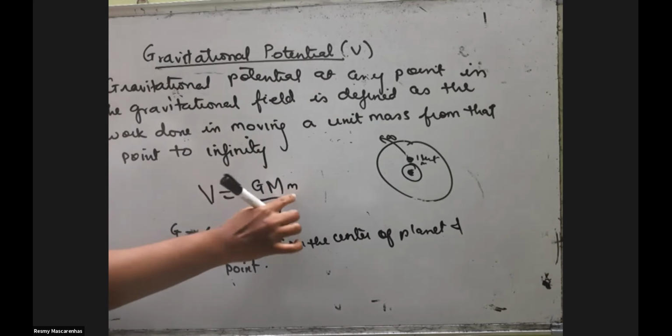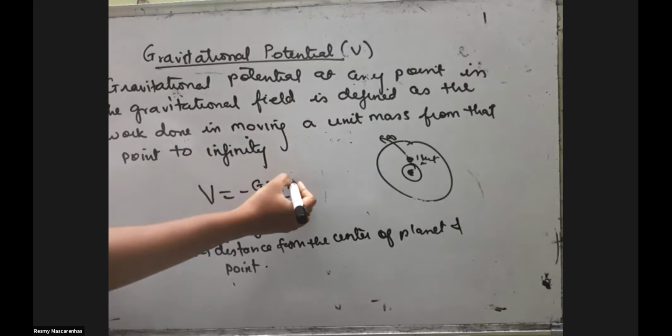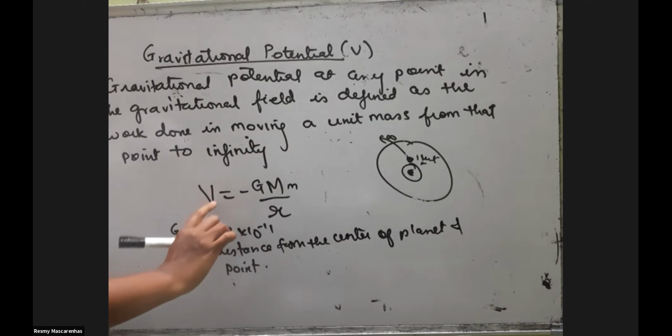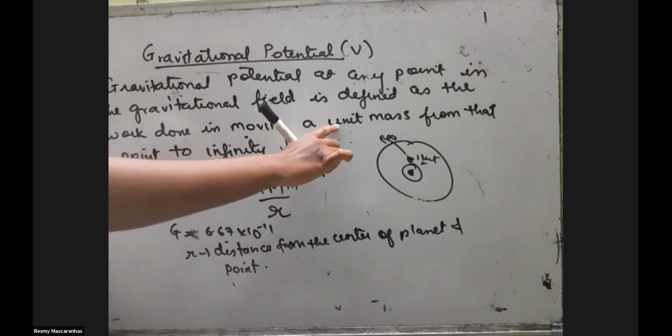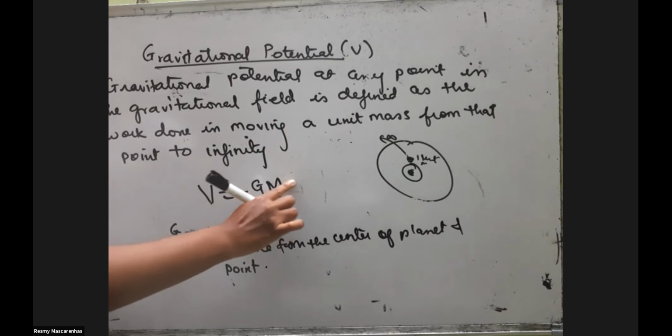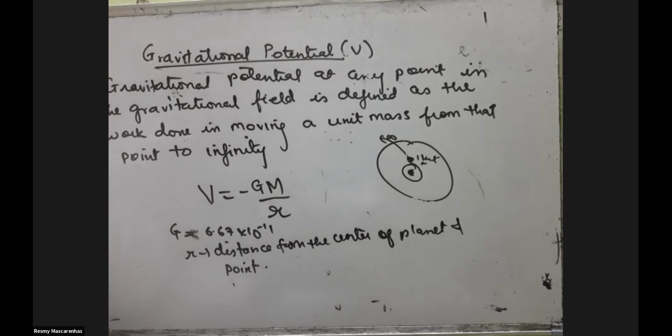Why is the small m gone? Because we are taking unit mass. The formula is nothing but the force, G M m upon R, but the mass we are taking of the smaller one is 1 unit. So basically, it's only the mass of the planet which is left.